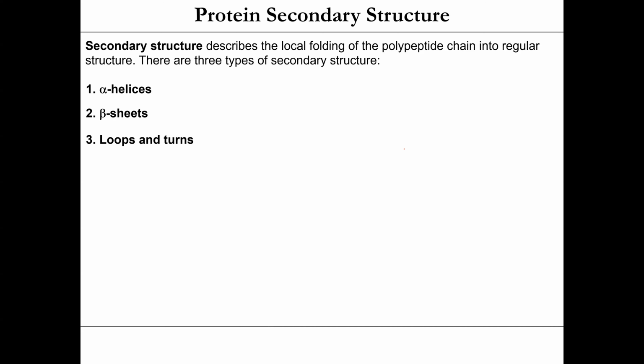So now that we have a good understanding of protein primary structure, which is these amino acids linked by peptide bonds into a polypeptide chain that has specific ways in which it can rotate, now we can move on to protein secondary structure. Secondary structure describes the local folding of that polypeptide chain into these regular structures. There are three types of secondary structure that you'll find in proteins. Number one is alpha helices, two, beta sheets, and then loops and turns that are going to connect these alpha helices and beta sheets.